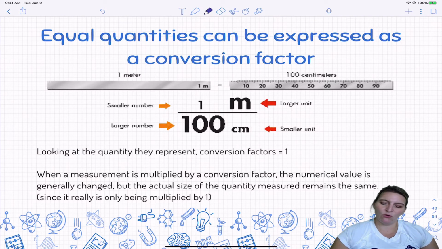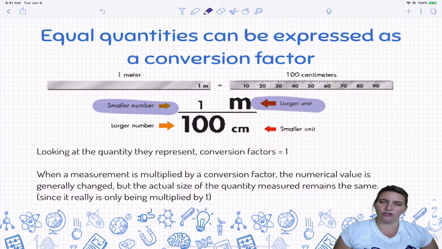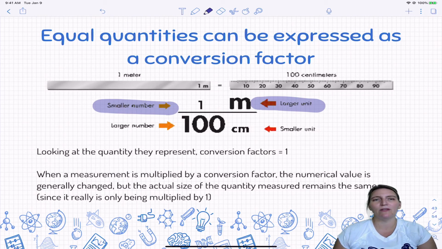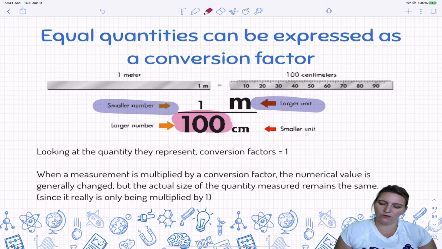Okay? So look at this graphic here. You can see 1 meter on the left and 100 centimeters on the right. Don't those stand for the exact same amount of length? Sure. And notice that as you have a smaller number, the unit is larger. What do I mean by that? Well, a meter is much larger than a centimeter. So the larger the number, the smaller the unit, and vice versa.